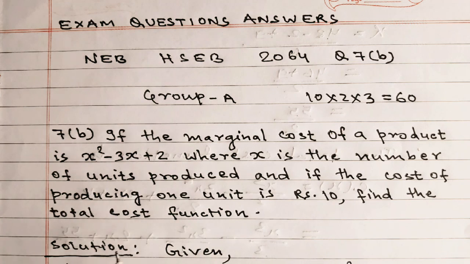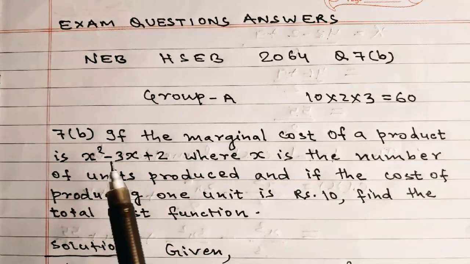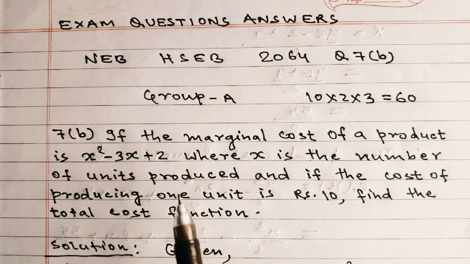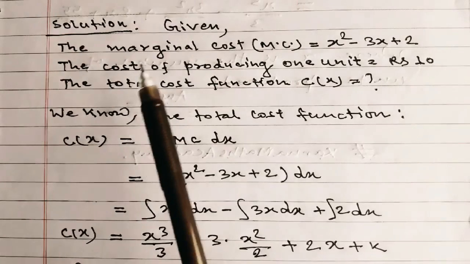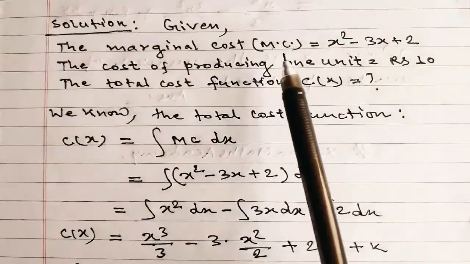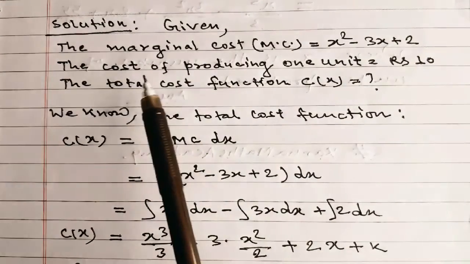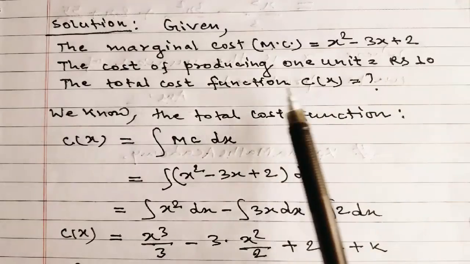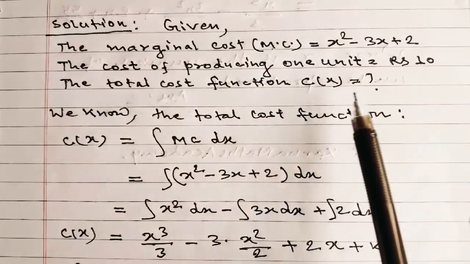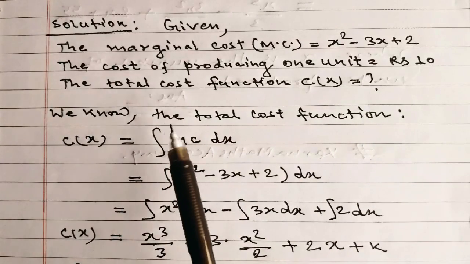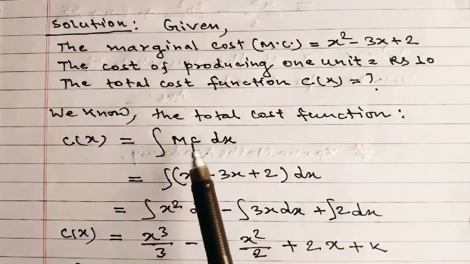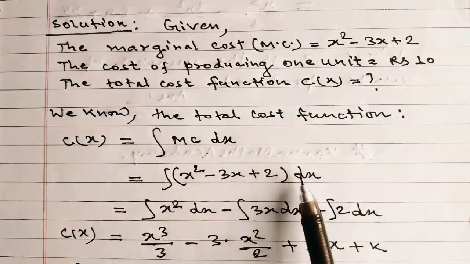So according to the question, solution: the marginal cost of a product is given and we have to find the total cost function when the production cost of 1 unit is R10. Given the marginal cost MC is equal to x square minus 3x plus 2, the cost of producing 1 unit is given R10 and we have to find the total cost function. We know cost function is the antiderivative of marginal cost. Marginal cost is x square minus 3x plus 2.